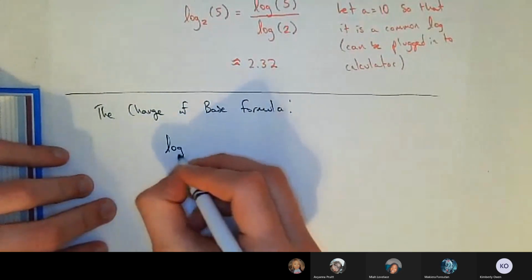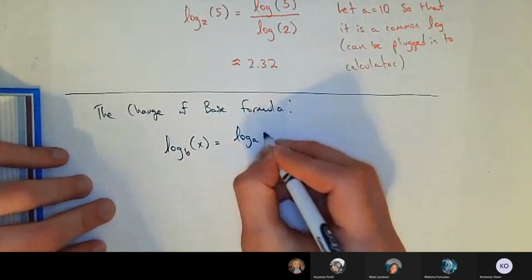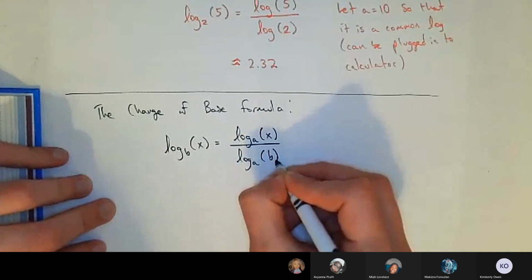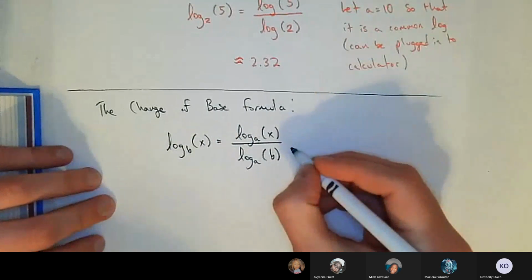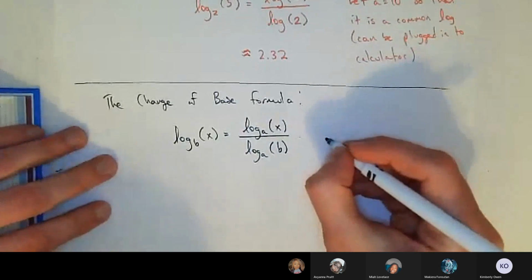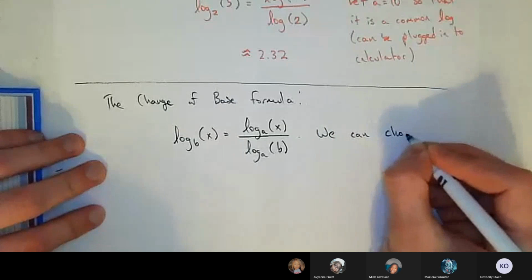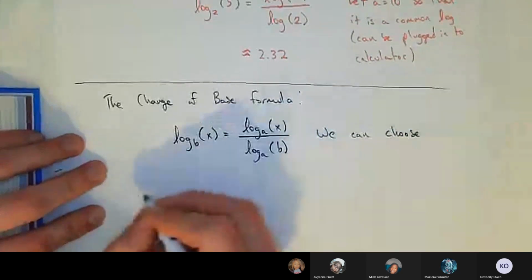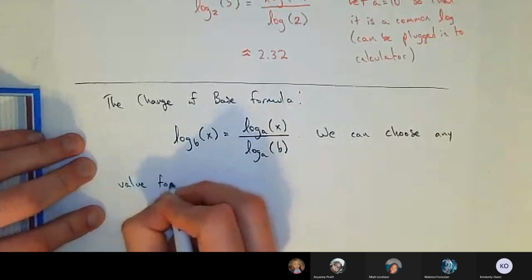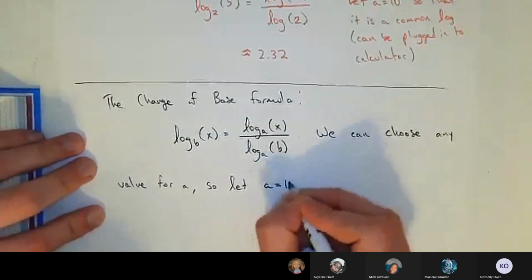It says log base b of x is equal to log base a of x over log base a of b, which is exactly what I wrote down up there, so that's not much more helpful. But now I'm going to say what it lets us do. We can choose any value for a. So let a equal 10.